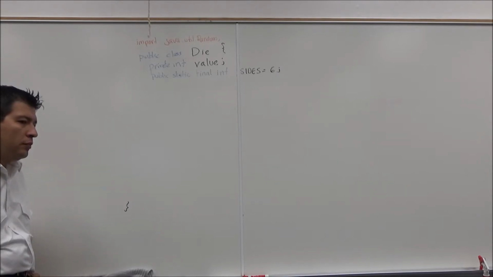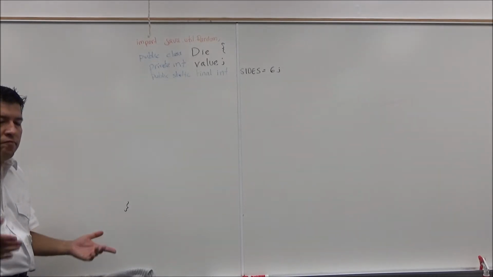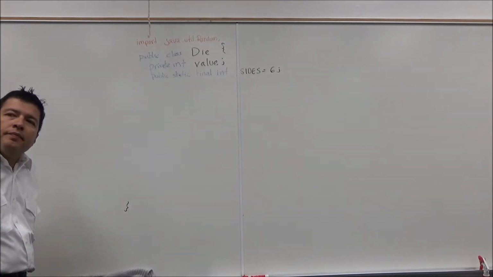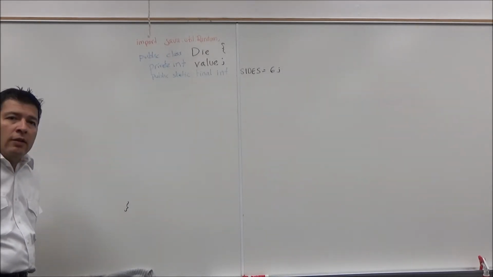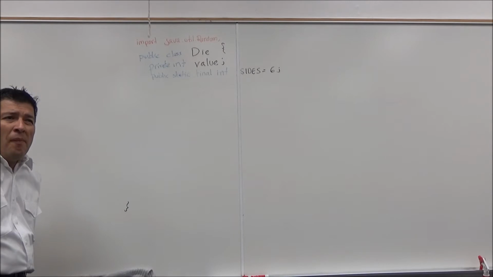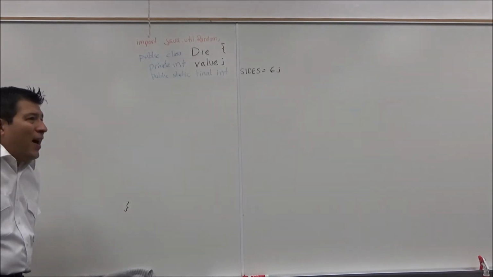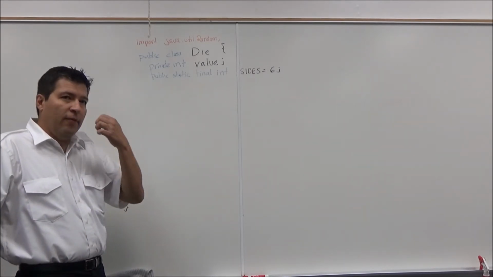So if I have multiple dice, and they're all random, how many copies of the random class do I need? Do I need a random class generator for each die, or can I have one for all of them? If I have one for all of them, that means there's only one copy. Doesn't matter how many instances I have. What type of variable is that?